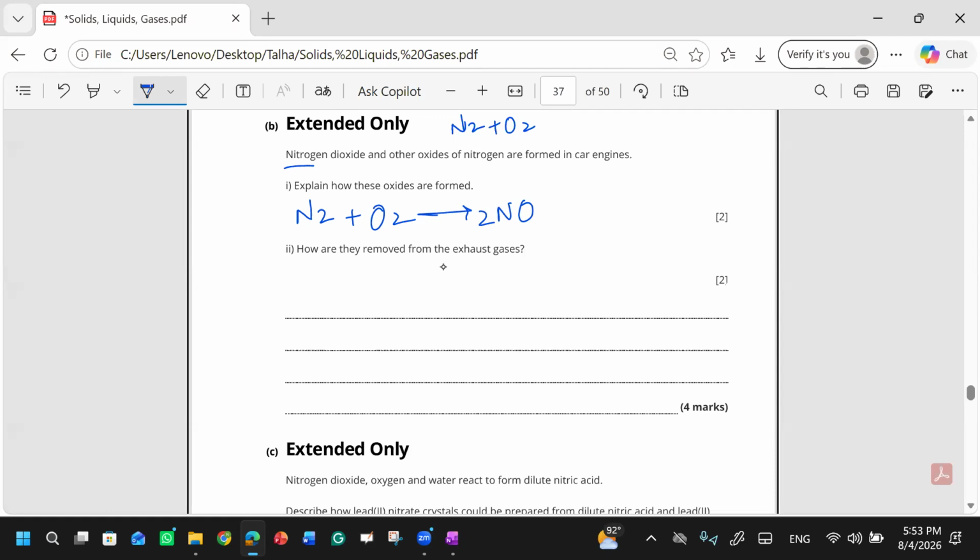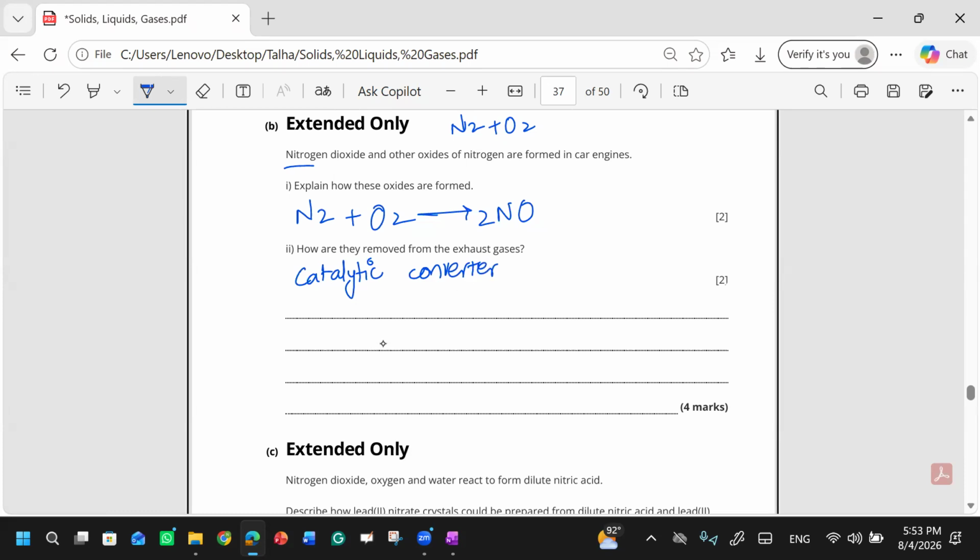How are they removed from the exhaust gases? What can we do? You know that there are converters in the cars, the catalytic converters. Have you ever seen that? What is their function? Catalytic converter.